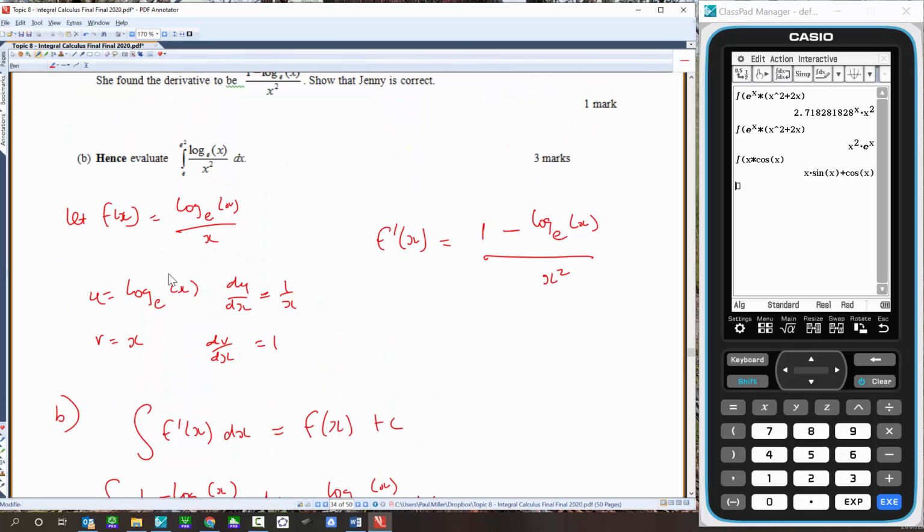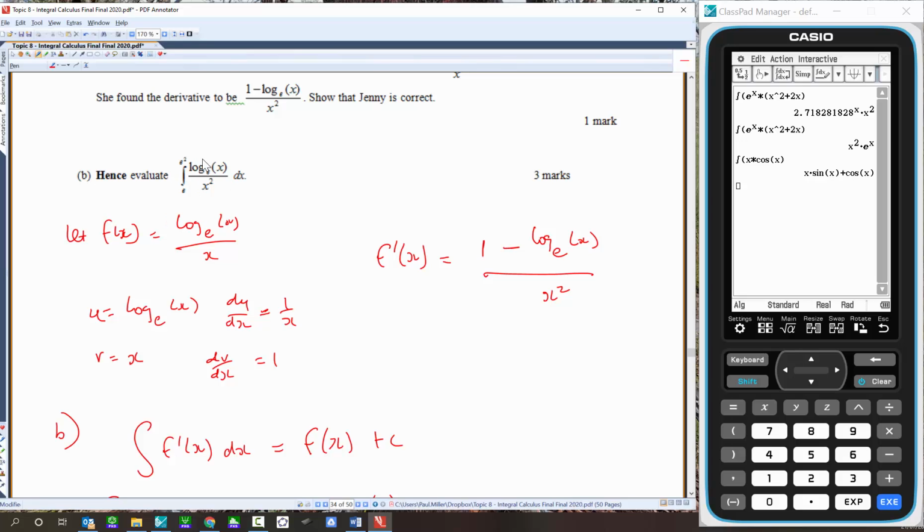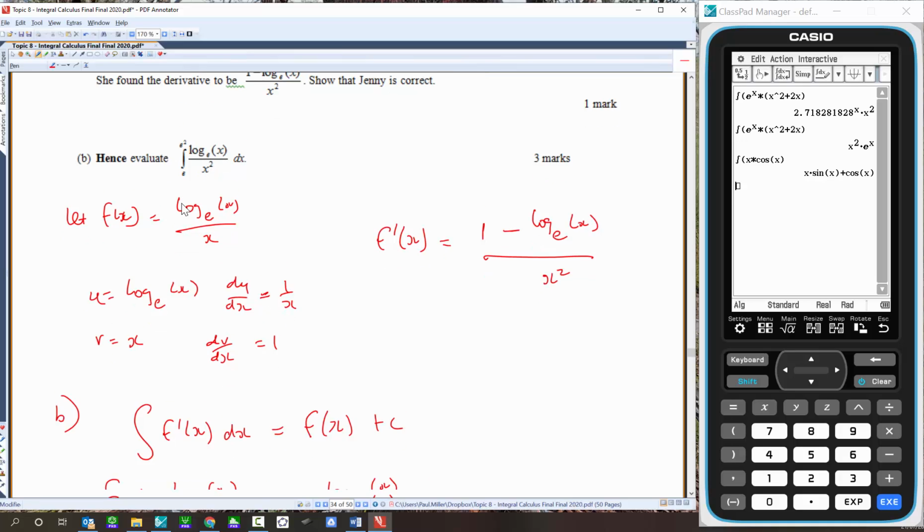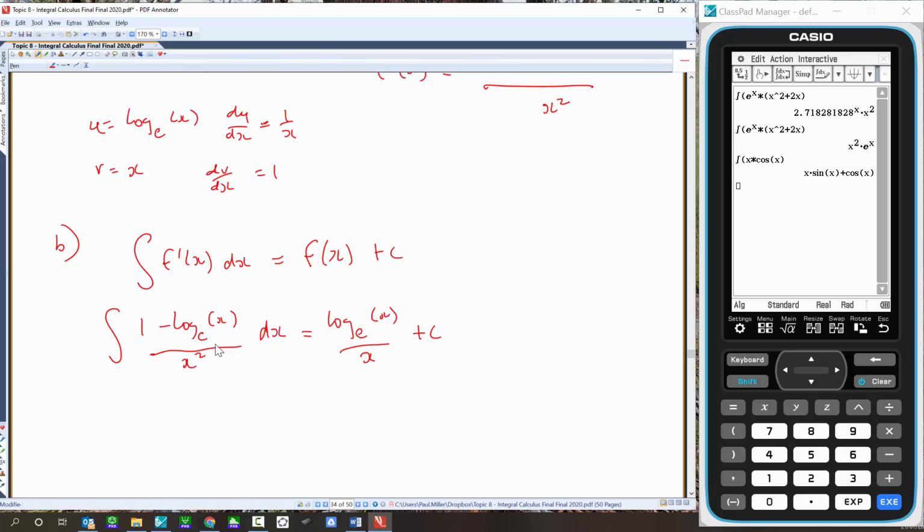Now, what I want to do is evaluate this thing here. So what I want to get is I'm going to get it into this form first and then slap the terminals on to get the evaluation. So I need to get it looking like this, log e x over x squared. And at the moment, it's not looking like it. But I can recognize that part of it is in here. So here's what I'm going to do. I'm going to manipulate this a little bit. Integral 1 over x squared, take away log e x over x squared dx equals log e x over x. I'm going to drop the plus c for the moment.